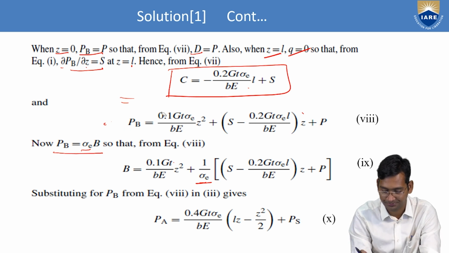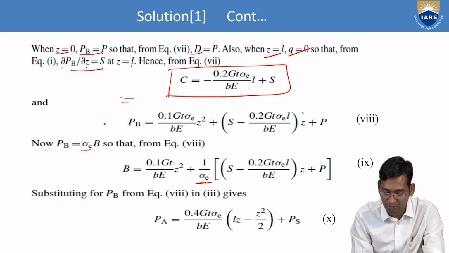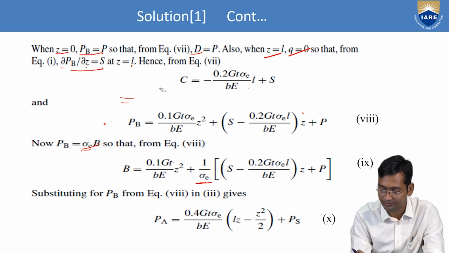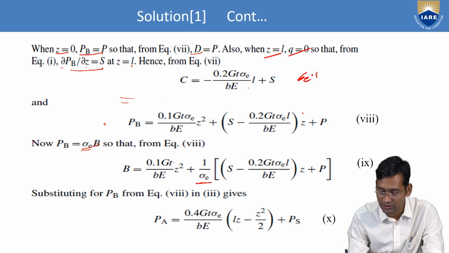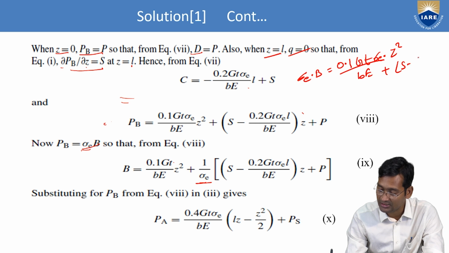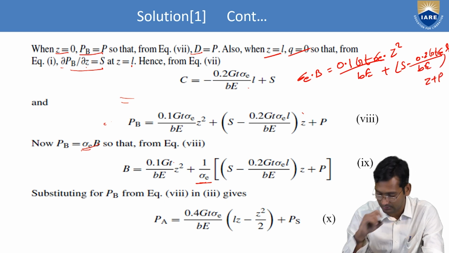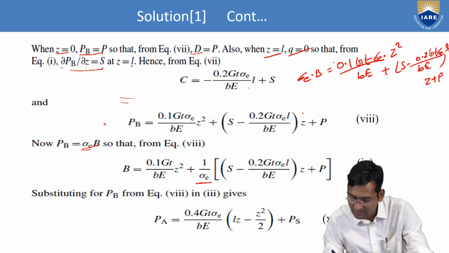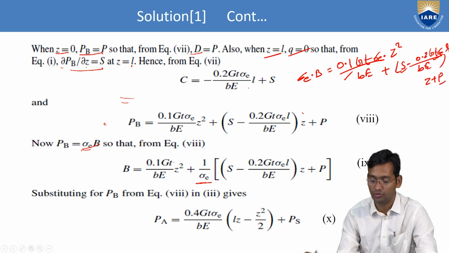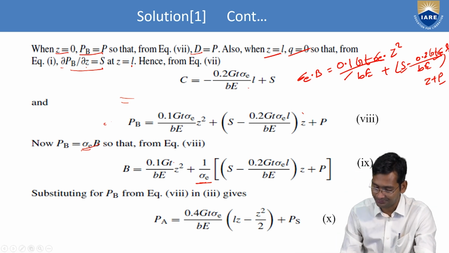Let me show you this one. This is the step. After putting PB as sigma E into B, I'm writing sigma E into B is equal to 0.1 GT sigma E into Z square by BE plus S, minus 0.2 GT sigma E into L by BE into Z plus P. This is there. Right. So now in this term sigma E is there, with S sigma E is not there, here sigma E is there, and with P sigma E is not there.